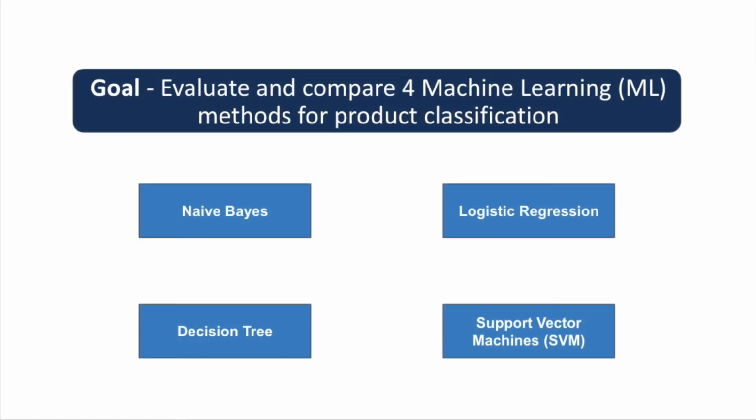In addition to the prior work, our goal in this project was to experiment with the following 4 machine learning methods. The naive Bayes classifier involves looking at each word in the product name independently, determining the likelihood of it belonging to each category, and choosing the category with the highest probability.